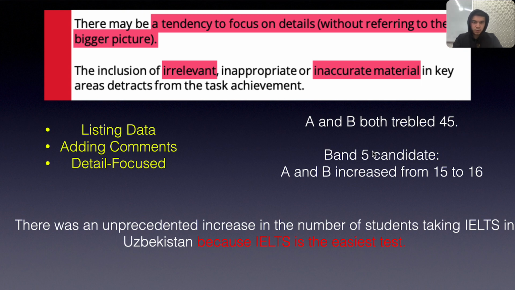So a detailed focus candidate would say something like A and B increased from 15 to 16. It's true, there might have been something like this. But this is not really appropriate. You shouldn't be doing that because you're just listing data. What will you say next? Will you say A and B increased from 17 to 18 and then from 20 to 21? So you just need to make sure that you're being selective. You need to pick and choose your data.